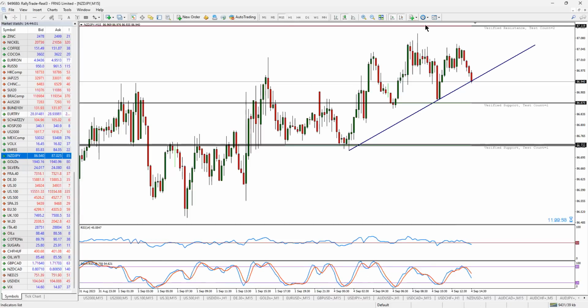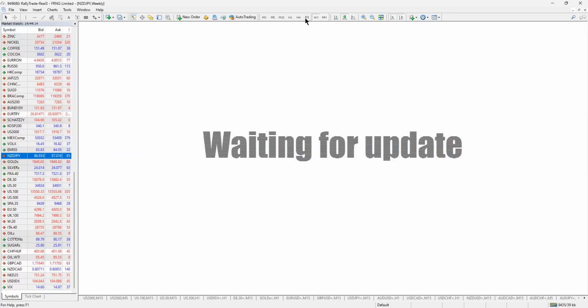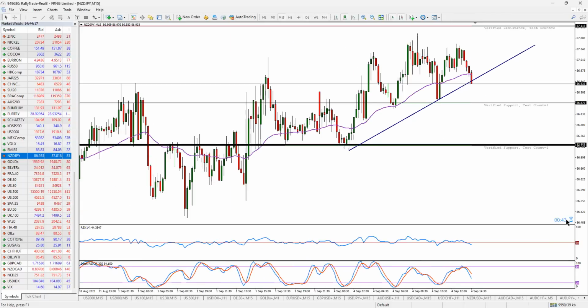Let me add my moving average. You can see that it's trying to break it, right? Look, my RSI is below 50. This is 15 minutes. How many minutes is remaining for it to close? 1 minute, 40 something seconds. If this candle closes below this trend line, it's possible that a new candle might form and get to this verified support.